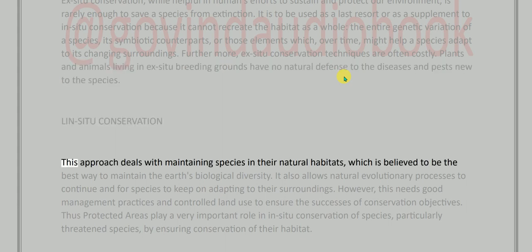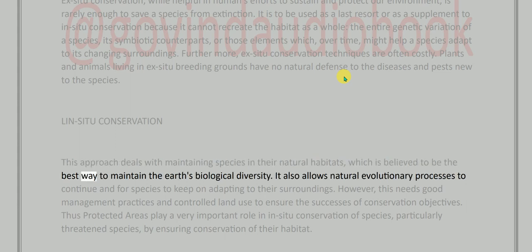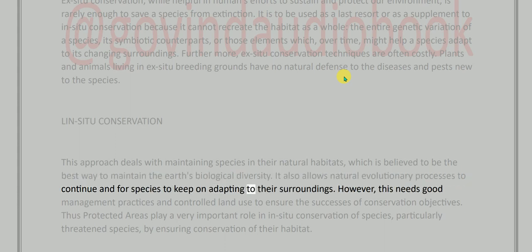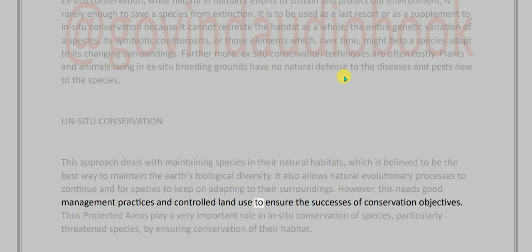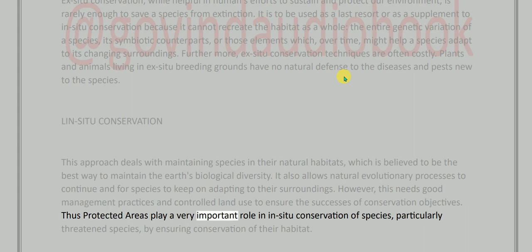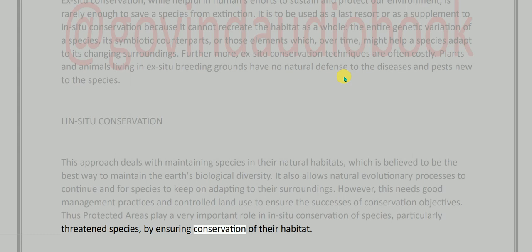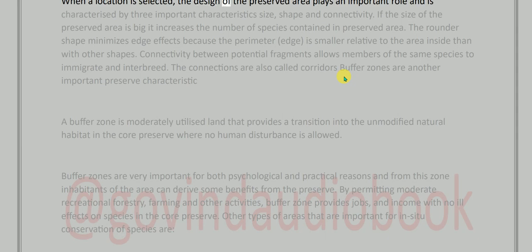In situ conservation. This approach deals with maintaining species in their natural habitats, which is believed to be the best way to maintain the Earth's biological diversity. It also allows natural evolutionary processes to continue and for species to keep on adapting to their surroundings. However, this needs good management practices and controlled land use to ensure the success of conservation objectives. Thus protected areas play a very important role in in situ conservation of species, particularly threatened species, by ensuring conservation of their habitat.